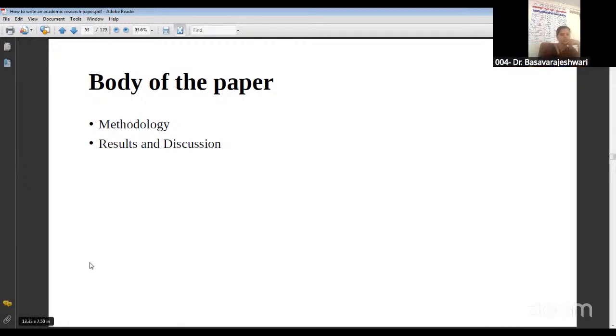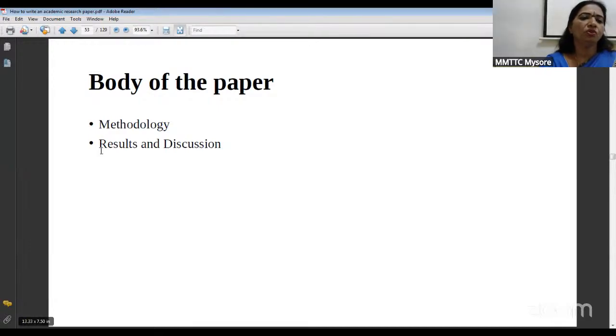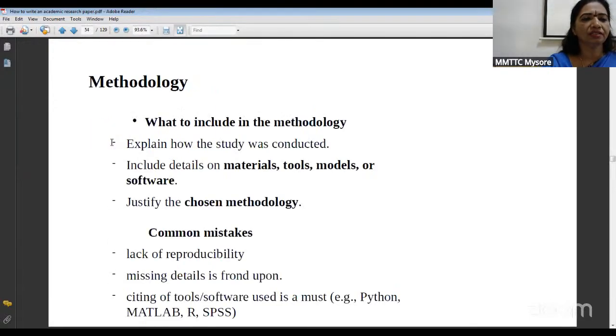Okay, so let me tell you about the body of the paper. The body of the paper will consist of methodology and results and discussion. So methodology is about what to include. The next question is what to include in the methodology, right?